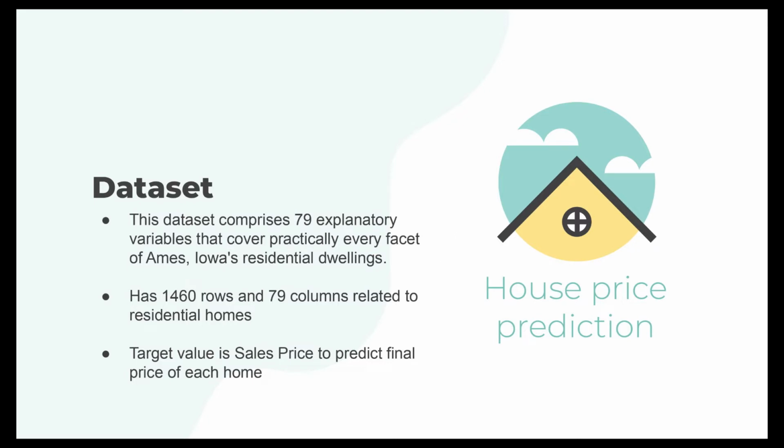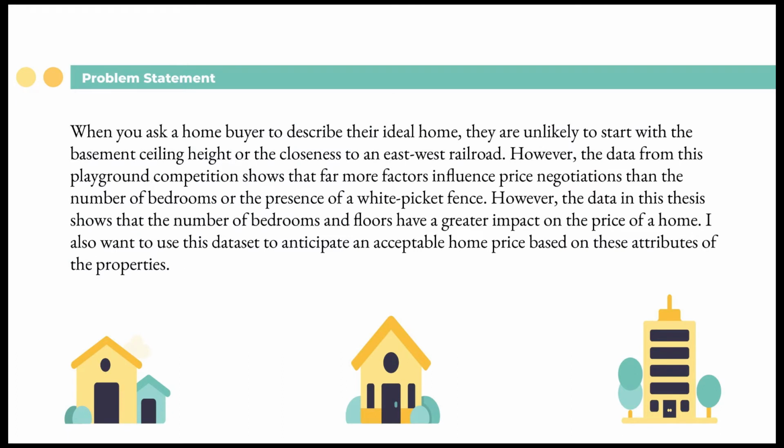Looking at the dataset, it comprises 79 explanatory variables that cover practically every little detail a house can have, from trivial things like number of rooms to minute features like garages. The data is of 1460 houses and 79 columns related to each row. The target value for each row is the price and is located in a different Excel file which needs to be combined before working.